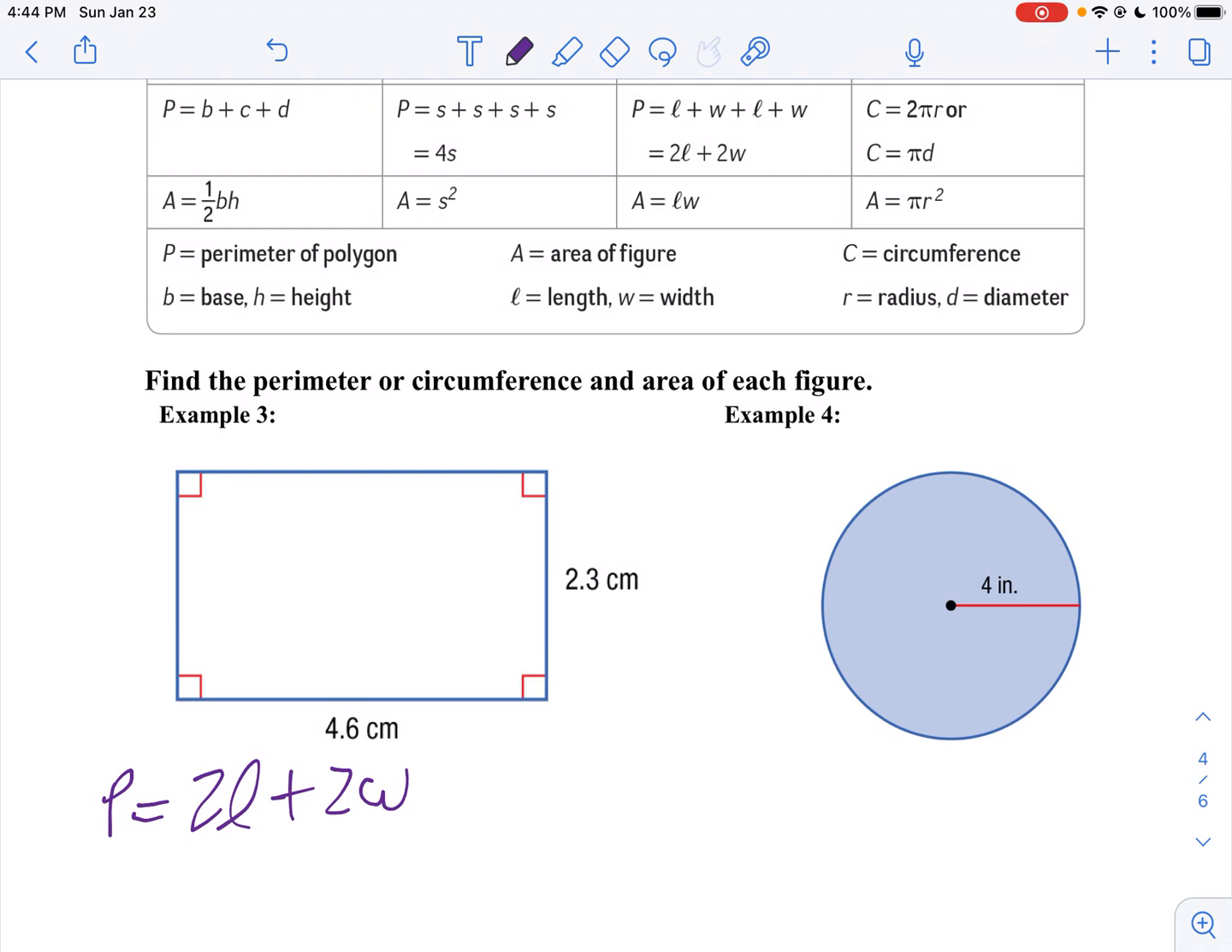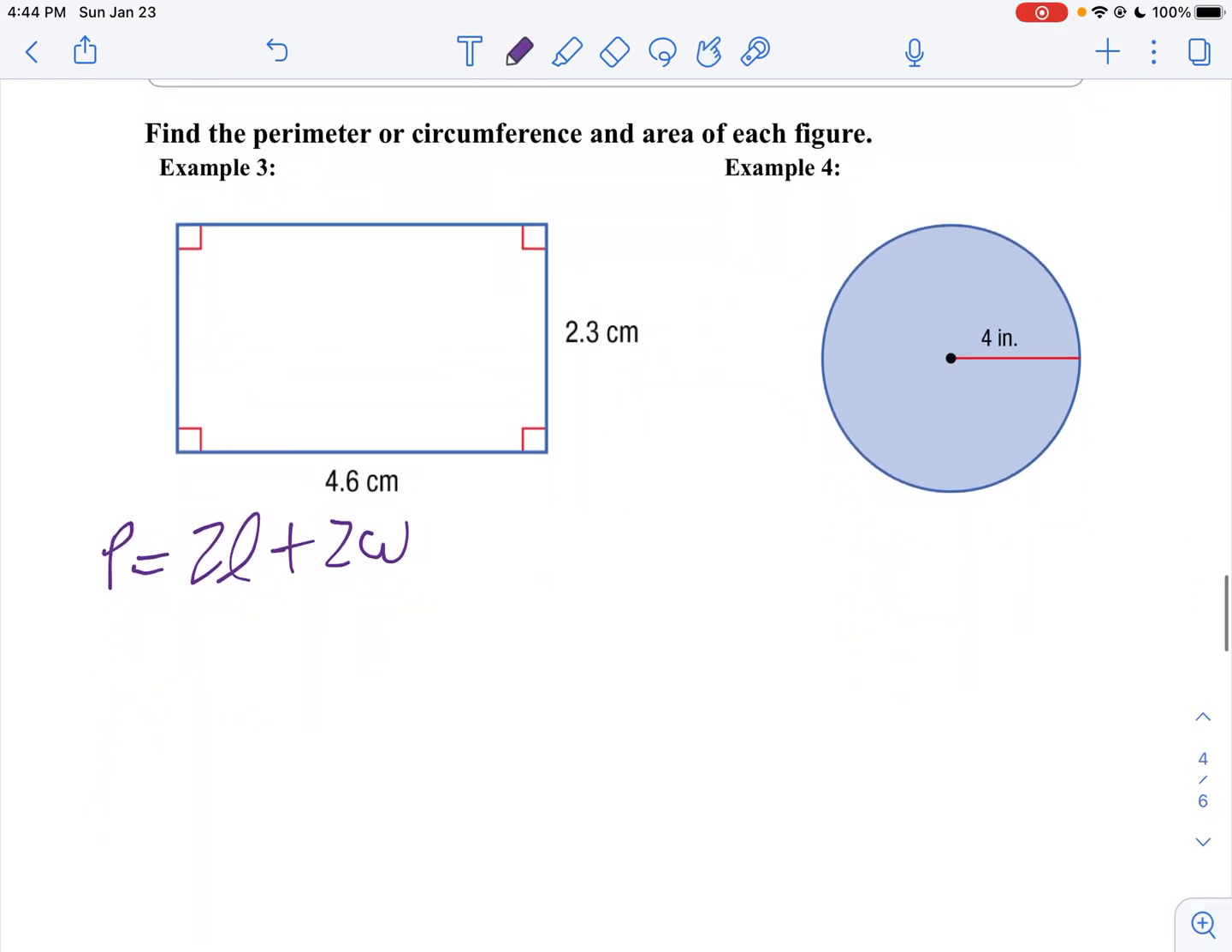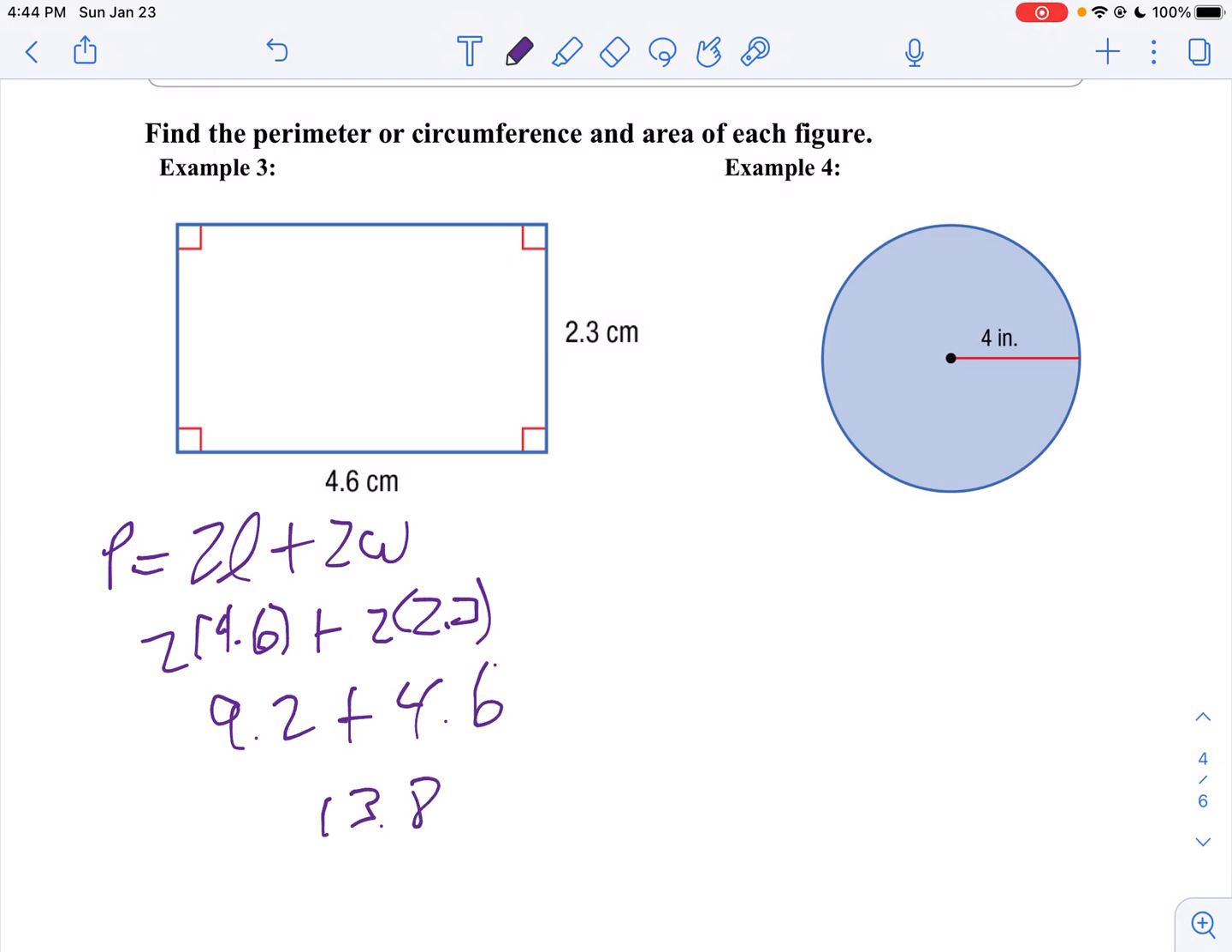So now I'm just going to do my work. I'm going to say 2 times 4.6 plus 2 times 2.3. Well, 2 times 4.6 is 9.2. 2 times 2.3 is 4.6. Add those together and you get 13.8. Now when we're doing perimeter, we measure it in what we call linear units, so it's centimeters.